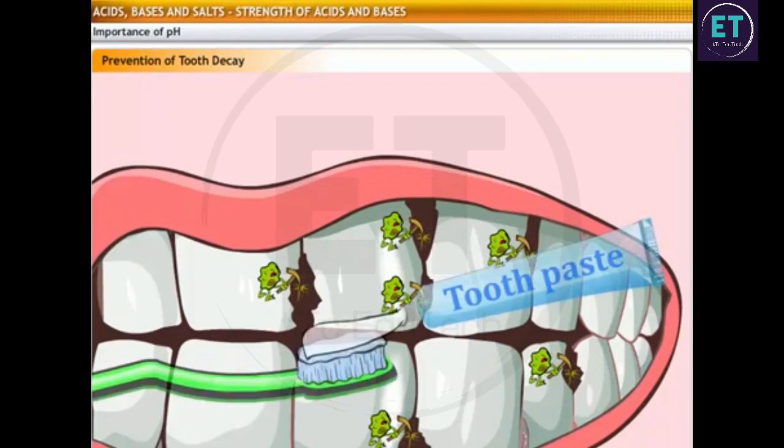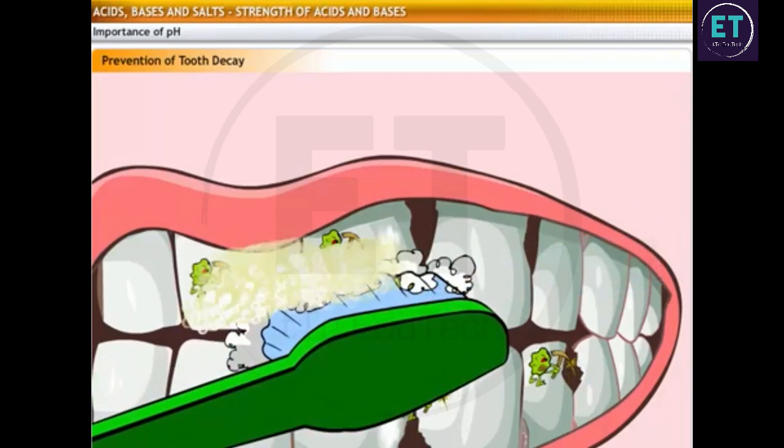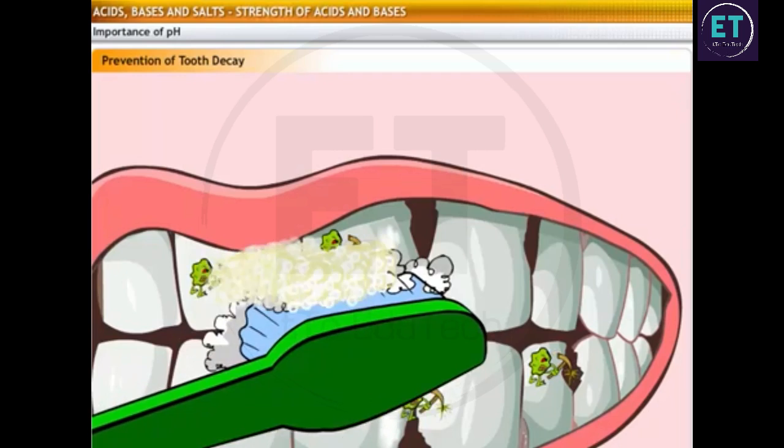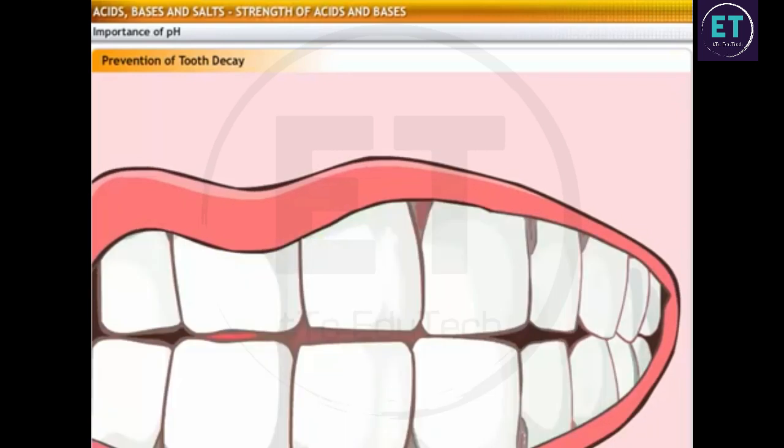This can be prevented by regularly brushing your teeth after eating with toothpaste. Toothpastes are basic in nature, and they counteract the acid in the mouth.